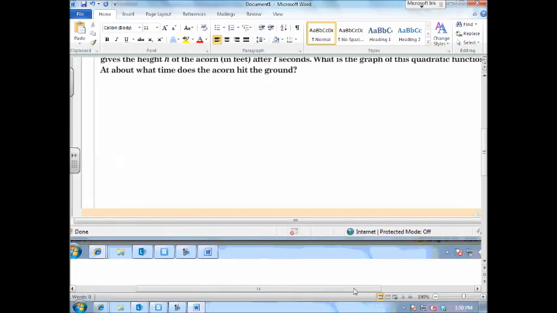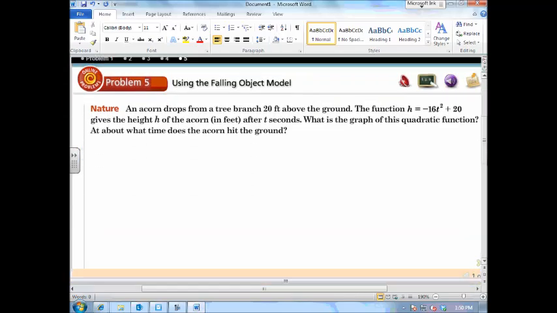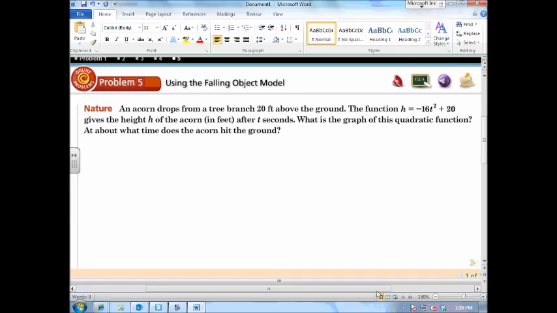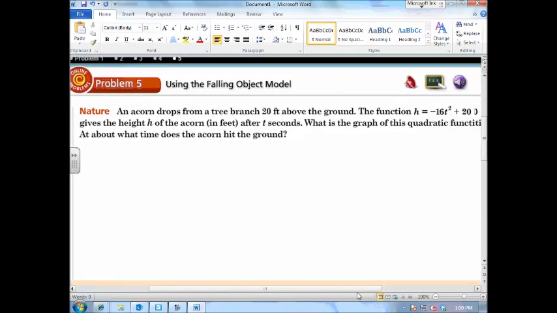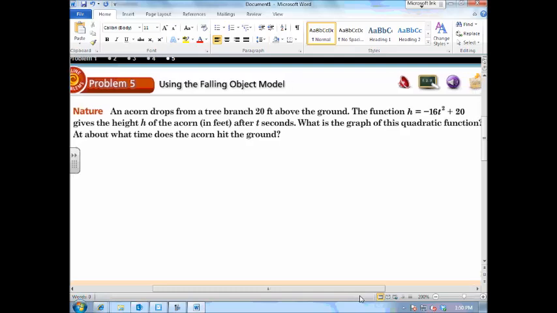Okay, whoops, too much. For example 3, please write down the following problem. That's about as large as I can get it. Let's see if that made it larger without it coming off the screen. I will read it to you. Ooh, barely fits. Okay, example 3, write this down. I will read it to you, especially those in the back. An acorn drops from a tree branch 20 feet above the ground.